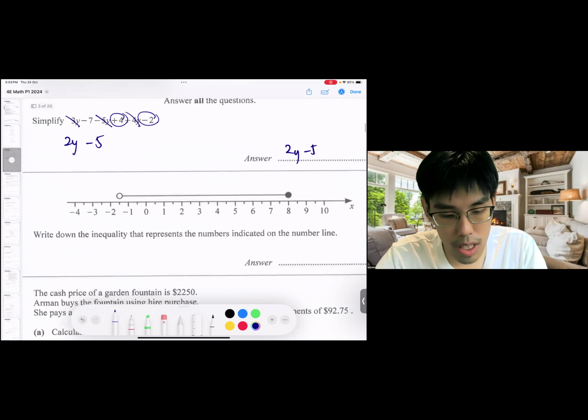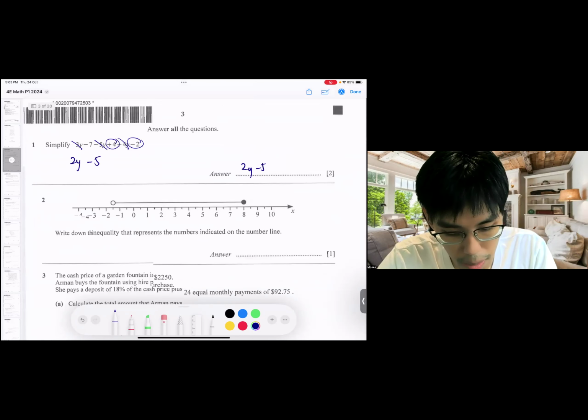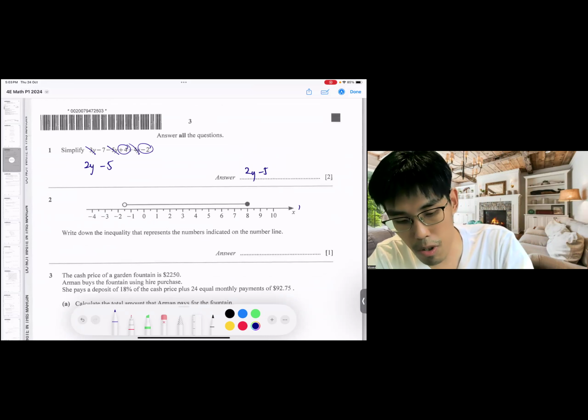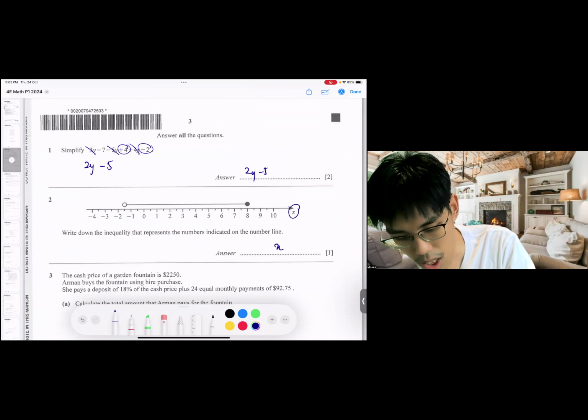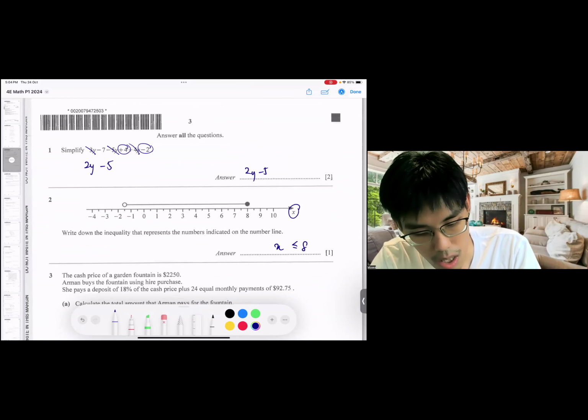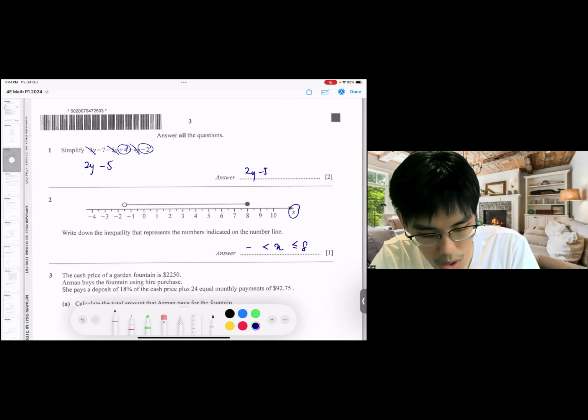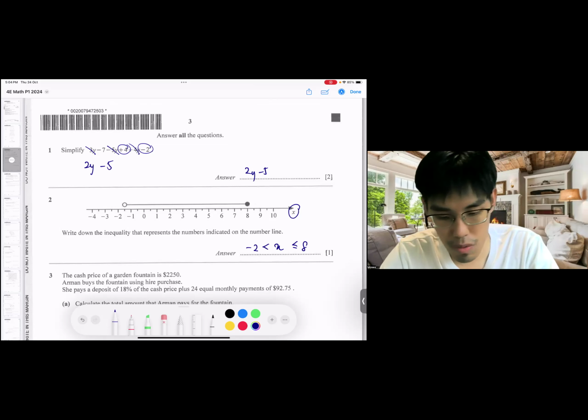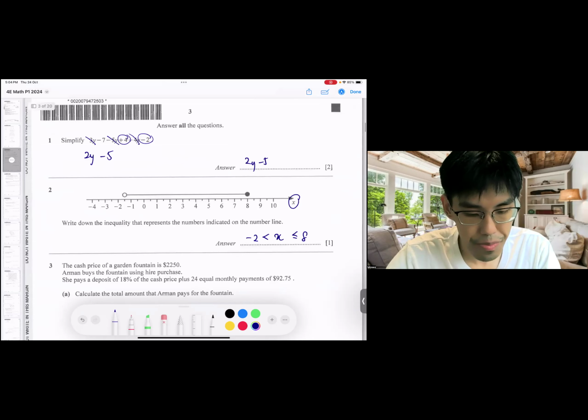Next, the inequality that represents the number on the indicated line. The variable is x, so it's x less than or equal to 8 or 2. Pretty straightforward. Okay, next.